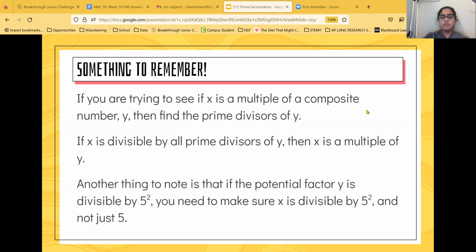Also another thing to note is that if y is divisible by a number squared in the prime factorization, for example, 5 squared, you need to make sure that the number you're trying to see is divisible by y is also divisible by this number and not just 5. So for example, if we were trying to see if 65 is divisible by 25, we know 65 is divisible by 5, which is technically all of the prime factors of 25, but that doesn't mean 65 is divisible by 25. So you need to make sure it's divisible by 5 squared, not just 5.